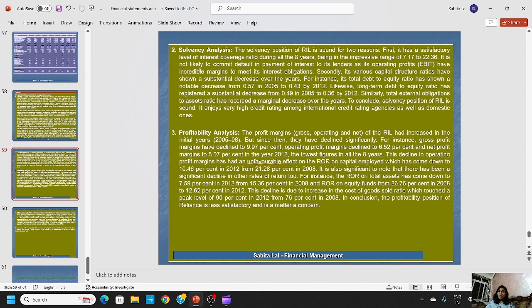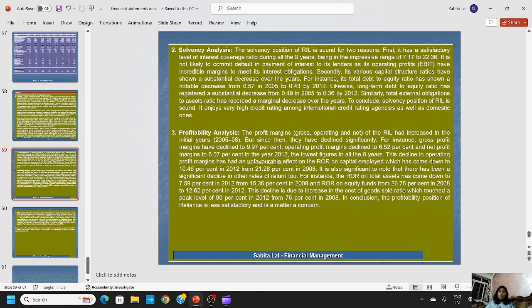Then the solvency analysis based on RIL is sound for two reasons. First is the satisfactory level of the interest coverage ratio during all 8 years, and if you check the values you will get this, and how this is 1.7, and in 2005 how it was 0.43. It decreases the debt equity ratio, and they maximize the profit. Then to conclude, the solvency ratio of RIL is sound. It enjoys a very high credit rating among international credit rating agencies as well as domestic ones.